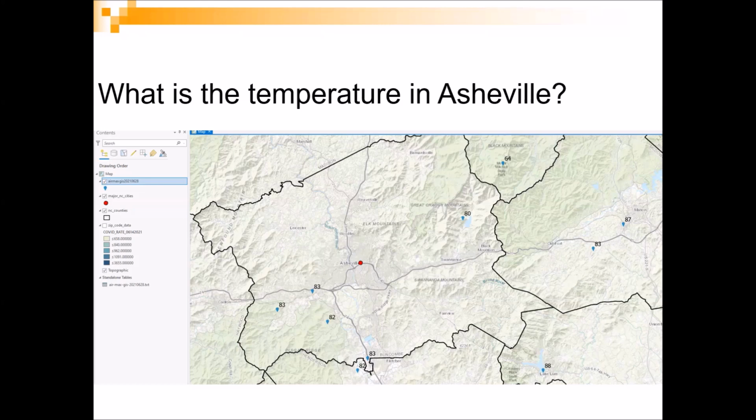Because Asheville sits in a bowl, it sits at a lower elevation. Because of everything near it, you can make assumptions. Exactly. If it's warmer south of Asheville, which is higher in elevation than Asheville, then you can assume it's the same temperature in Asheville.